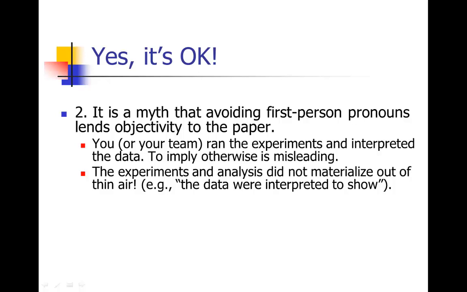So I think it's actually not only not more objective, but it's a little bit misleading, right? Because you're not admitting the fact that you're the person who did the experiments. There's always going to be subjectivity when you do experiments, when you interpret data. And so you want to go ahead and admit that there is subjectivity. We did this, I did this, this is what I think I see in the data, this is what we think we see in the data. So I think it's more transparent if you use we and I.